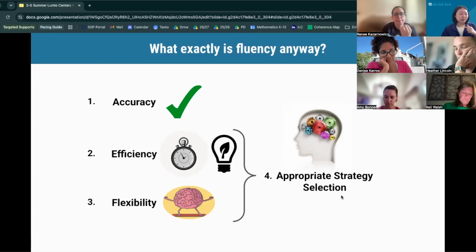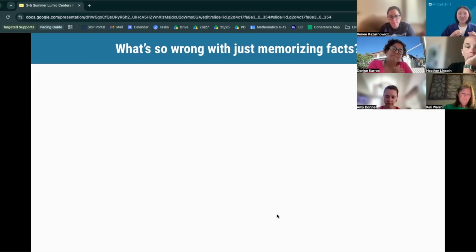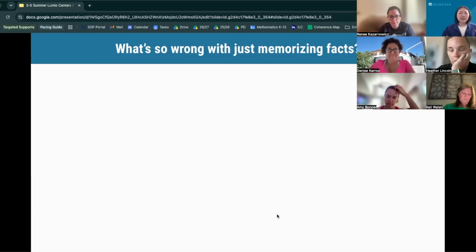But one of the questions that I had when I first learned about fluency as these four aspects was this question of what's so wrong with just memorizing facts? For me as a student and as a teacher, memorizing was a strategy that I used to learn my multiplication facts. So I had this question of why not just memorize? That's what I did, and it's what I did with my students for many, many years.